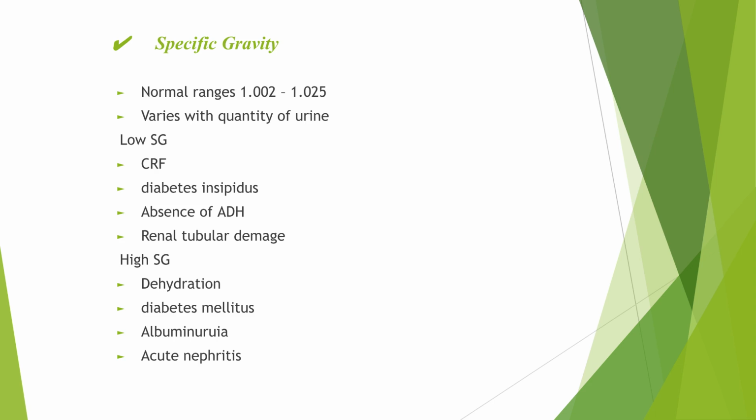Normal specific gravity ranges from 1.002 to 1.025 and varies with urine quantity. Low specific gravity can indicate chronic renal failure or diabetes insipidus. High specific gravity can be seen in dehydration, diabetes mellitus, or albuminuria.